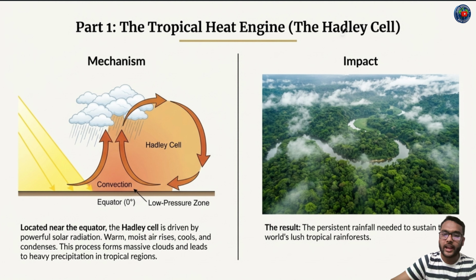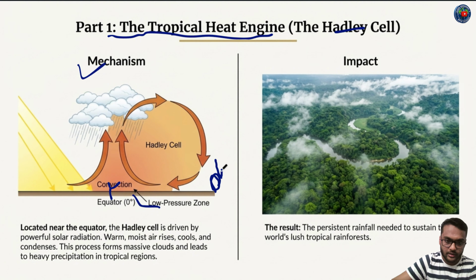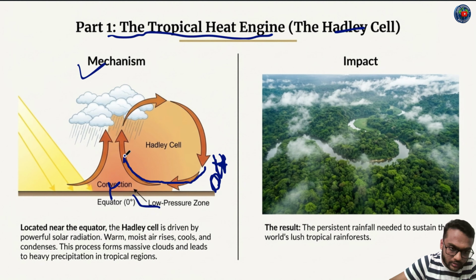Now, first of all, the Hadley cell, the tropical heat engine. The main mechanism is, this is the equatorial region. It is a low pressure zone, and here the subtropical high pressure is situated. And always remember that air moves from high pressure to low pressure. That's why from this high pressure zone to this low pressure zone, there is a circulation of air. This loop is known as the Hadley cell.